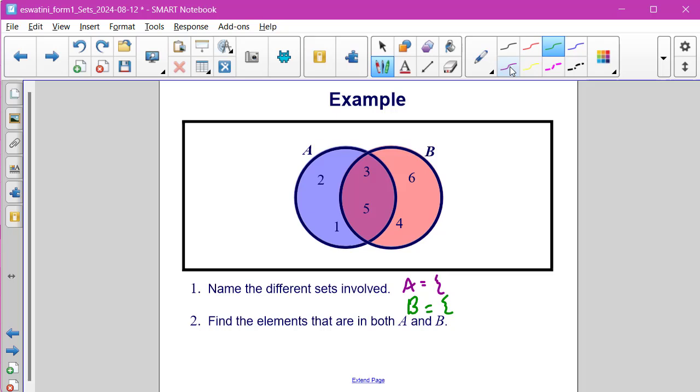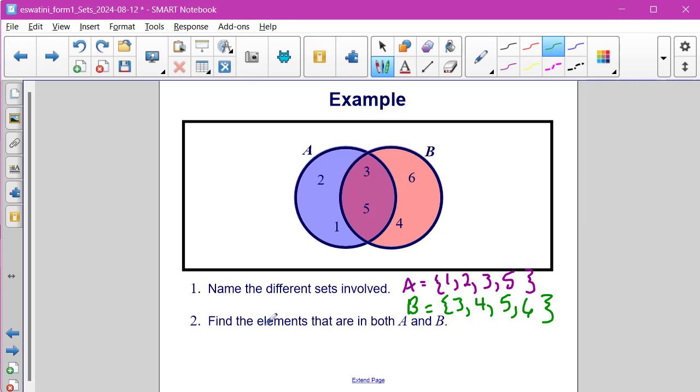So let's go back to A and let's name all of the elements that are within A. So we have 1, 2, 3, and 5. And now let's look at set B. In set B, it contains the elements 3, 4, 5, and 6.